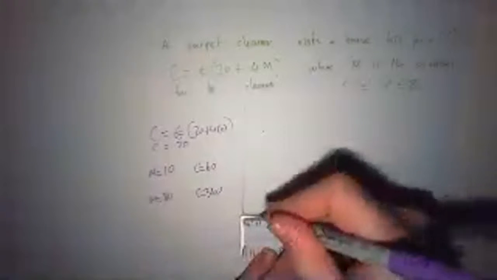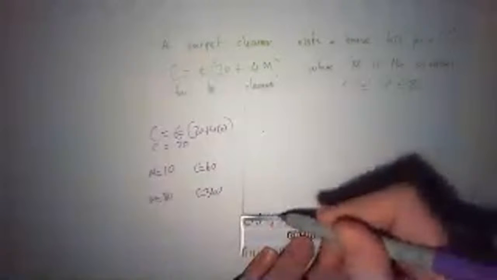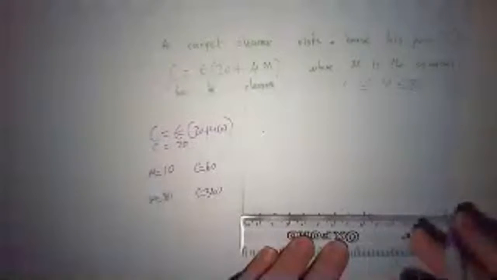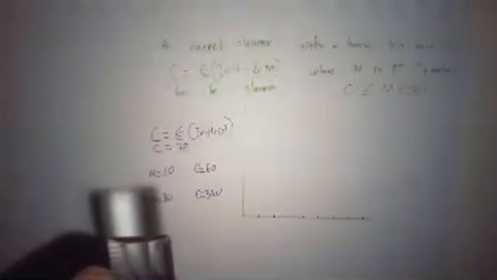So I'm going to put in, let's say, 10 up to 80. That's what I want to do. 10, 20, 30, 40, 50, 60, 70, and there's 80. Now the cost I know has to go up to a max of 340. So go up in, I don't know, 50s. That's 6 of them.